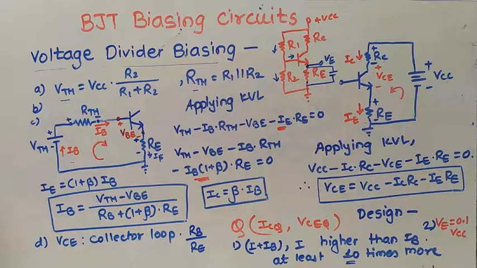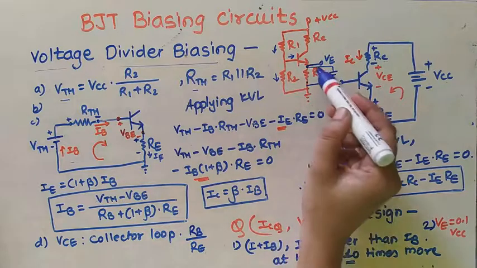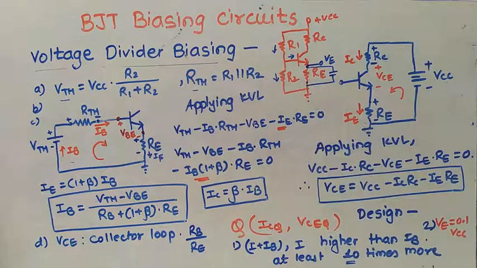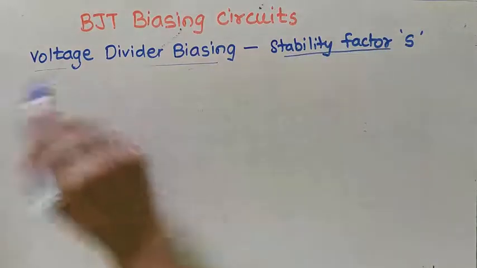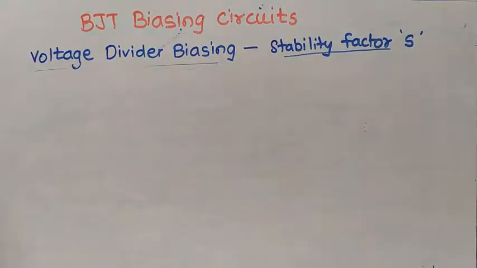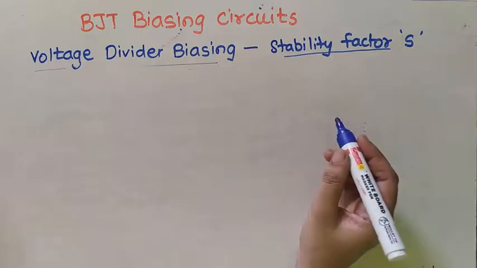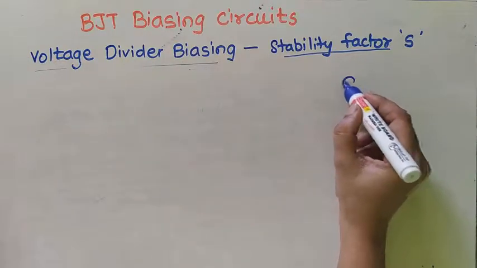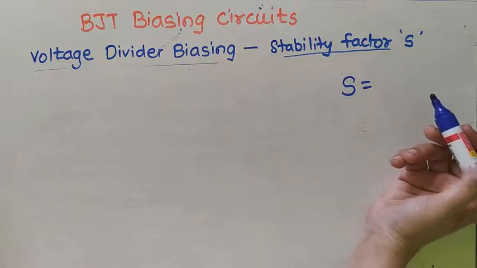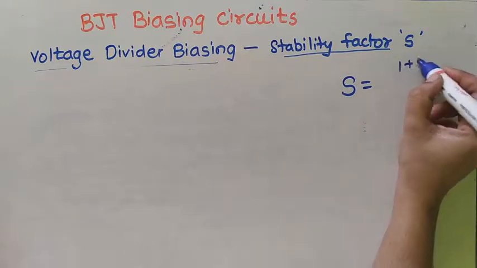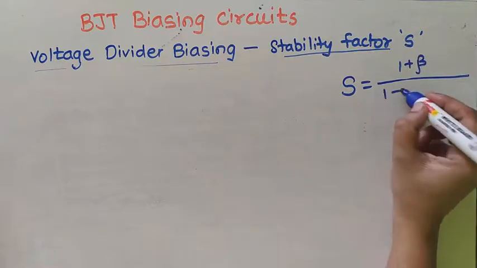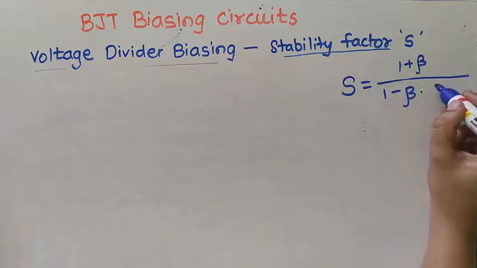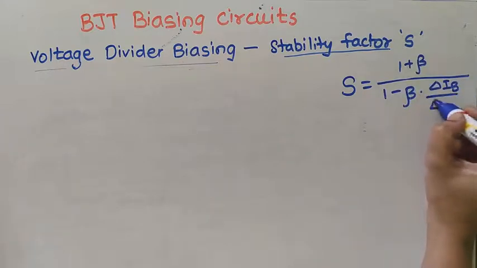And another disadvantage is that here RE introduces negative feedback, which is why the gain of this circuit is less. Now we will derive the stability factor S for this voltage divider circuit. We have already derived the stability factor in our second session, which is S equals (1 plus beta) divided by (1 minus beta into change in IB divided by change in IC).